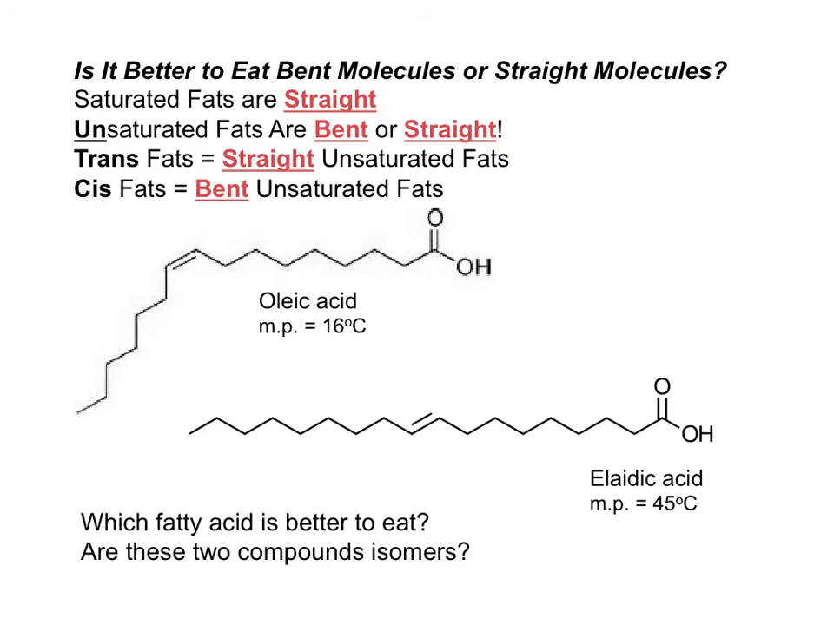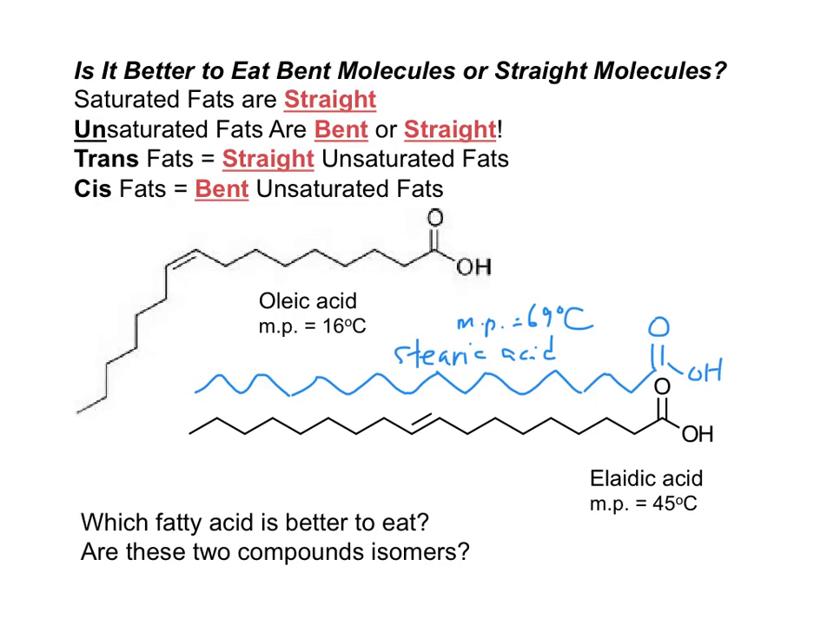Fatty acids consist of a hydrocarbon chain and an acid group on one end. Saturated fats contain an alkane chain and an acid group. Stearic acid is an example. Unsaturated fats contain at least one carbon-carbon double bond. That's an alkene. Unsaturated fats are either bent or straight. Oleic acid is a bent unsaturated fat. Elaidic acid is a straight unsaturated fat.